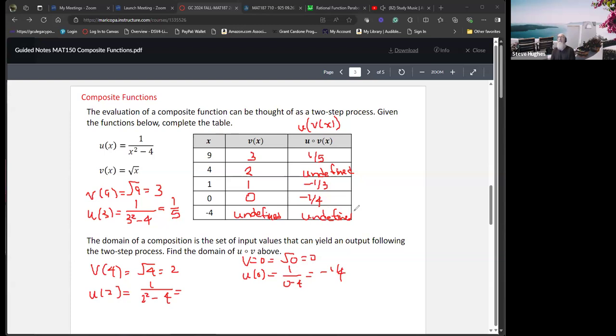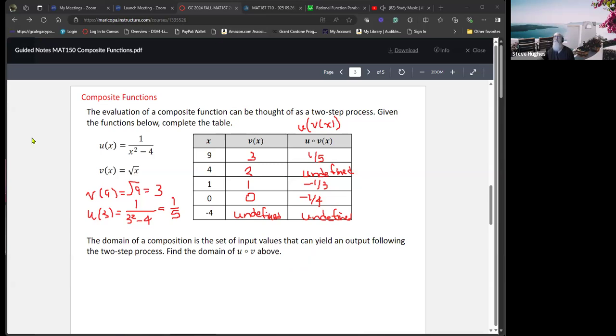All right. Now, everybody, it asks us to find the domain of u composite v. It says use the steps that we just did together. All right, use those steps. Now, first of all, everybody, tell me about v. What's the domain for v of x? This function right here. What's the domain for v of x?